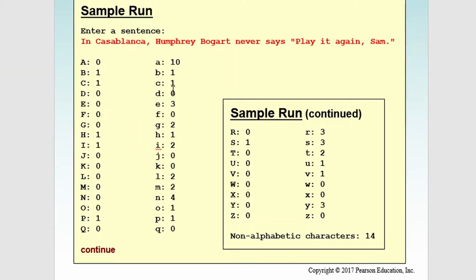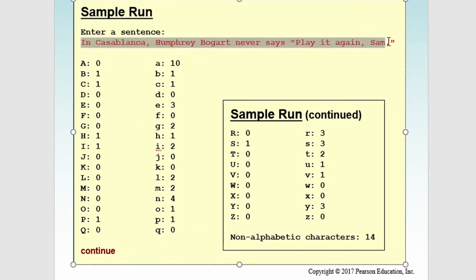So this is what the output looks like. This is the sentence they entered. They processed that sentence and they took account of every character that they saw.